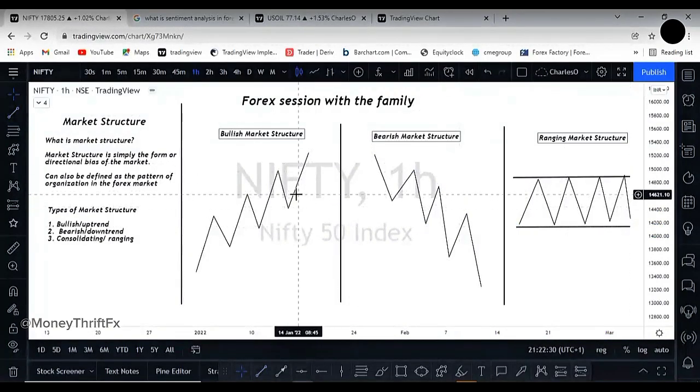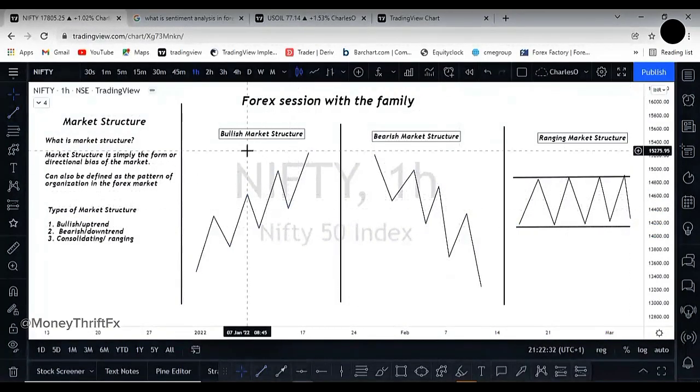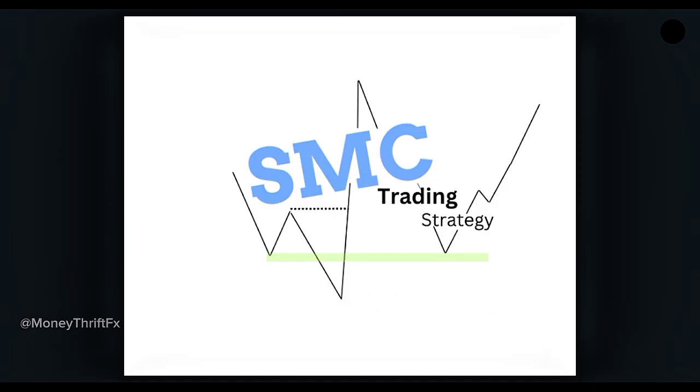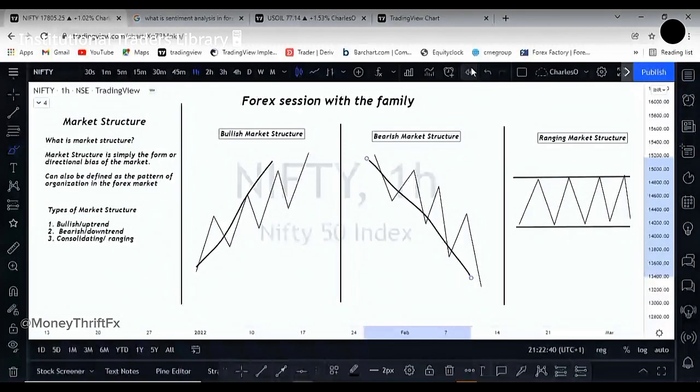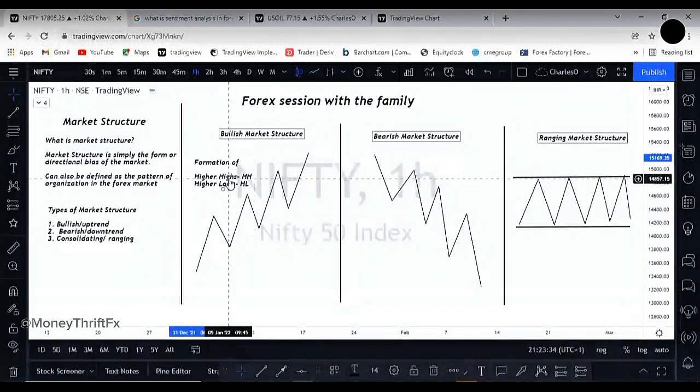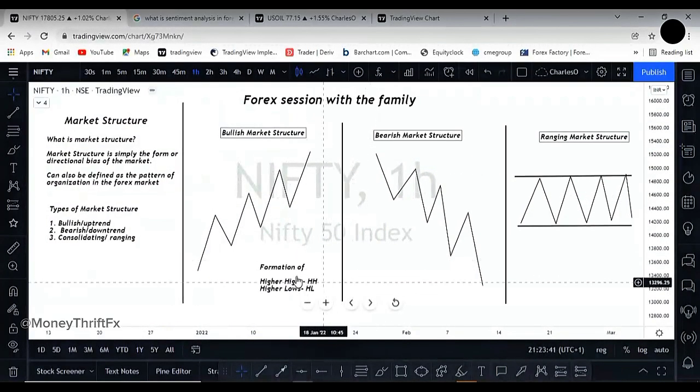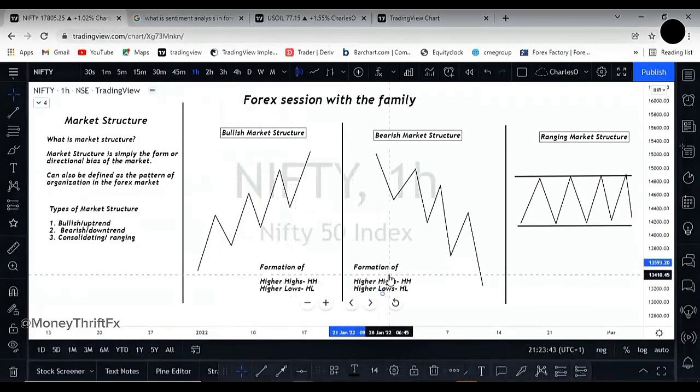So what are you looking out for before you can say the market is bullish? Is it that when the market is just going up, that means it's bullish, or when the market is just coming down, that is selling? The characteristic of a bullish market structure is the formation of higher highs and higher lows. I'm going to explain those things. Let me write their characteristics there, and I'll start explaining them.